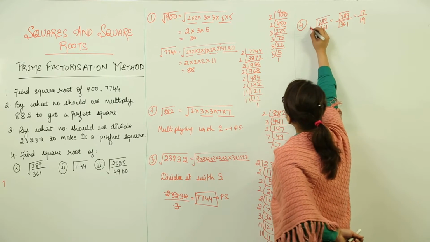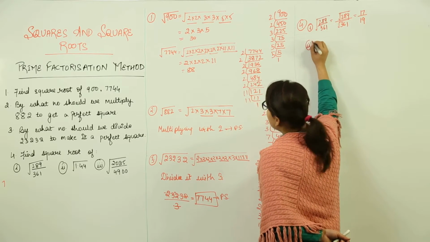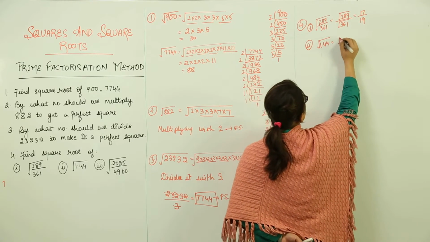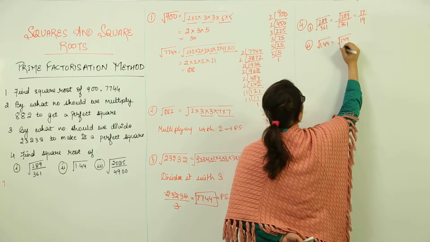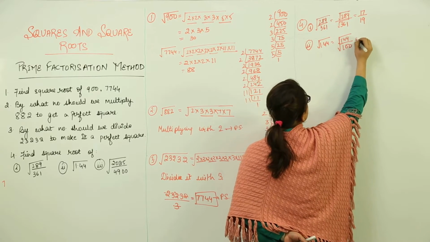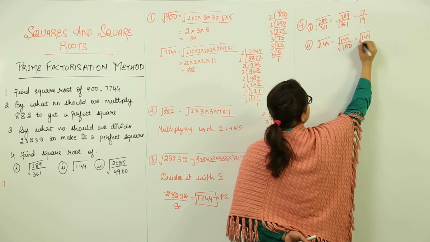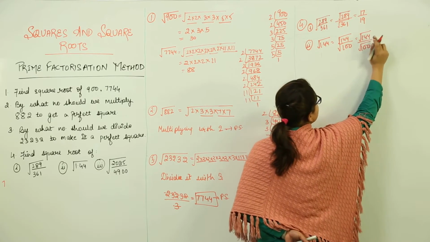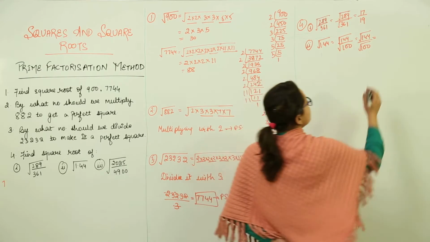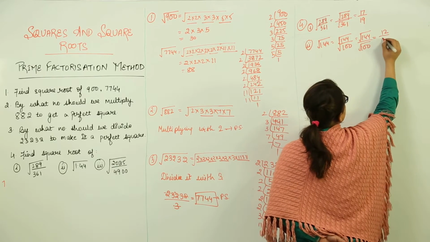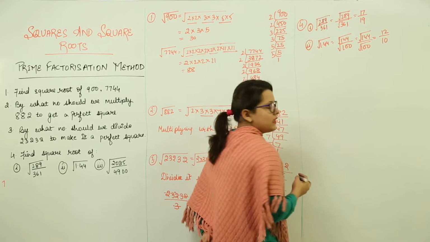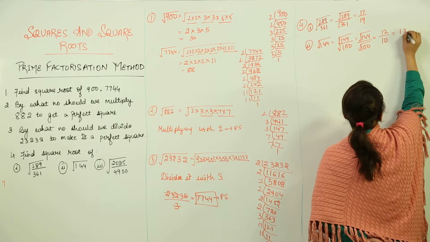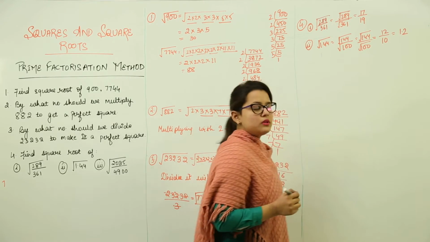For the next part, we have the square root of 1.44. Now see, this can be written in rational form as 144 over 100. So I can write this as the square root of 144 upon the square root of 100. I know that the square root of 144 is 12, and the square root of 100 is 10. That means my answer, because the question was in decimals, you have to write the answer in decimals only.